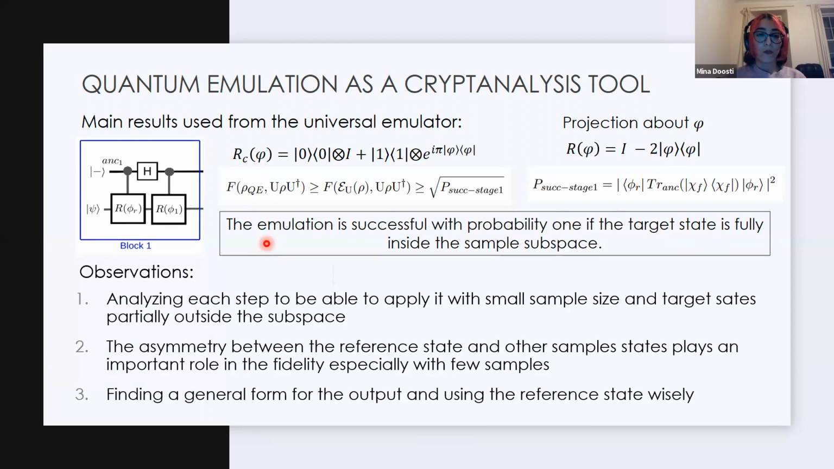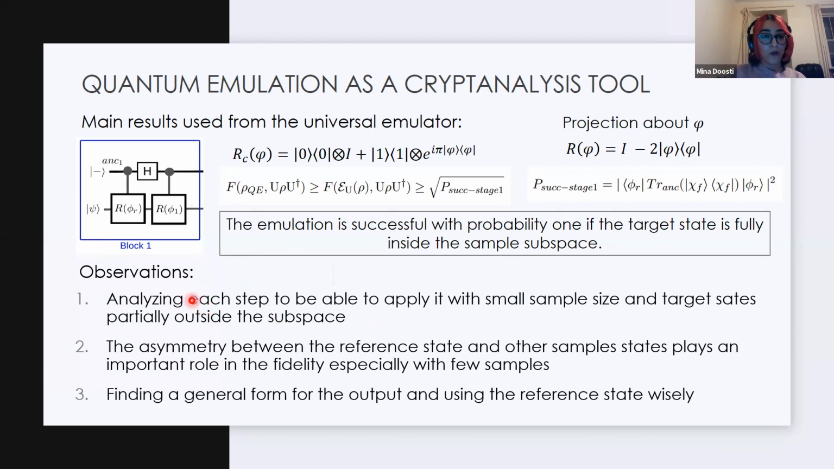One was that, if you analyze each step and you want to work with a small sample size, you will see that you can also have states that are not fully spanned in the subspace, but you can get some fidelities which are good enough for your attack. So you don't need the state to always be fully spanned in the subspace.